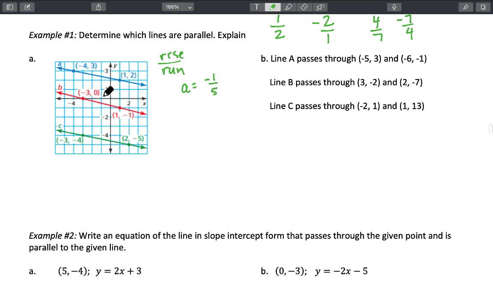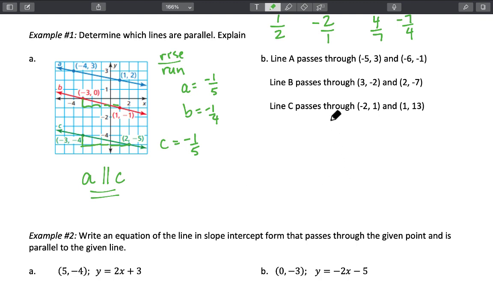B, I go from -3, 0 to 1, -1. So I'm going to come down 1 and run to the right 1, 2, 3, 4. So B has a slope of -1/4. And then finally for C, I'm going to come down 1 and run to the right 1, 2, 3, 4, and 5. So C also has a slope of -1/5. So my two lines that are parallel would be line A is parallel to line C. Maybe you remember this parallel notation from geometry.